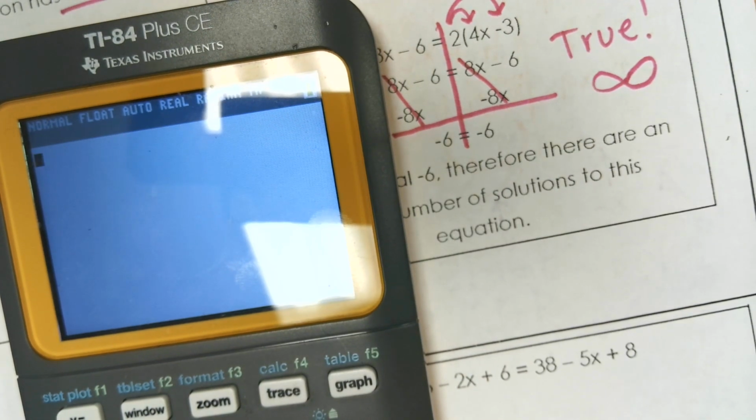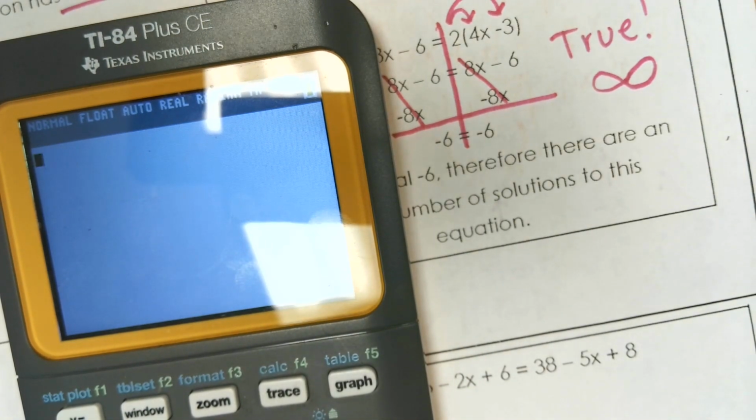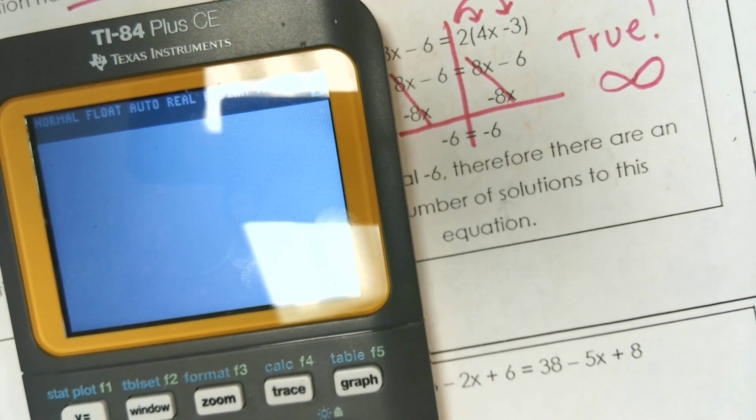Leah, what's your favorite number? Do you have a favorite number? No. Does anybody have a favorite number? 3. All right. Damien's favorite number is 3. So we're going to try out 3.